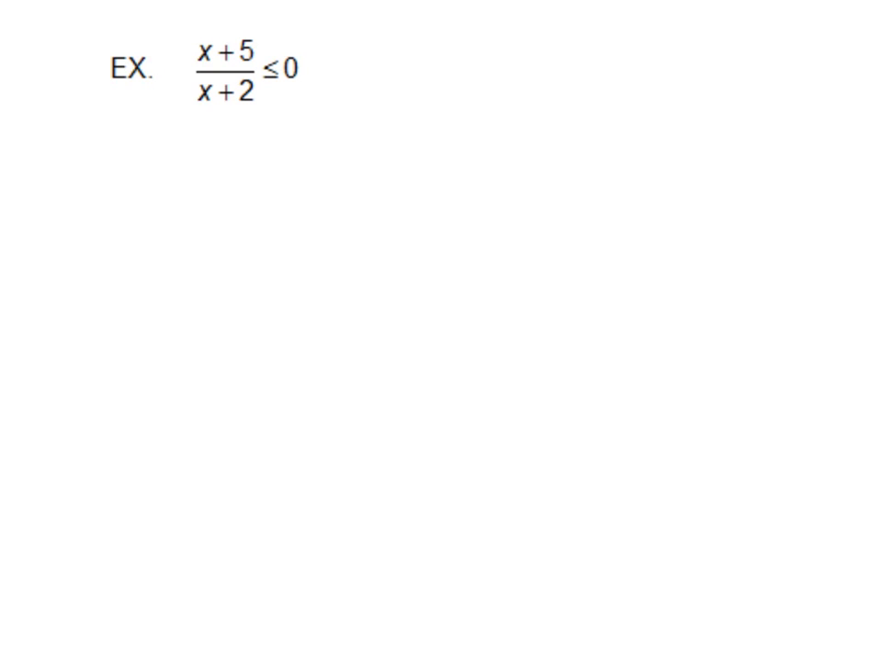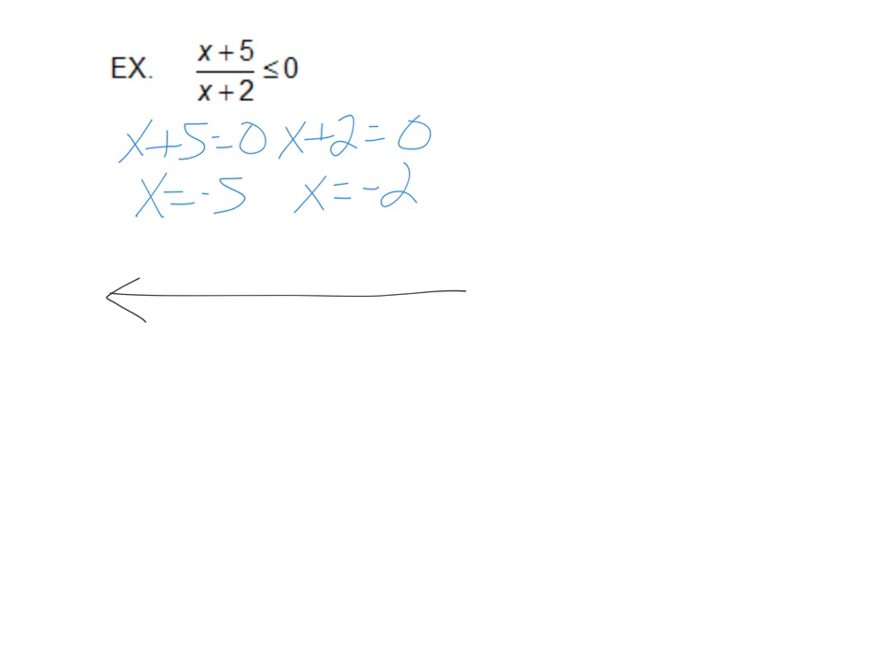X plus 5 over x plus 2 equals 0, so set the top equal to 0 and the bottom. Solving, x equals negative 5, x equals negative 2. And our number line, picking out test numbers, let's use negative 6. Negative 3 would work. Bigger than negative 2, 0 is easy to work with.